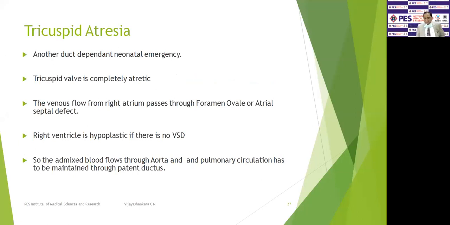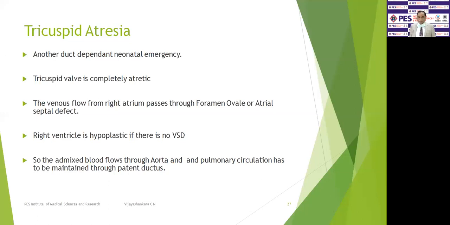Tricuspid atresia is another common condition where the tricuspid valve, which connects the right atrium and the right ventricle, is not there. It is completely absent. This is another drug-dependent neonatal emergency. You have to diagnose early and then take all the measures which I have discussed earlier with pulmonary atresia. The same thing holds good here also.